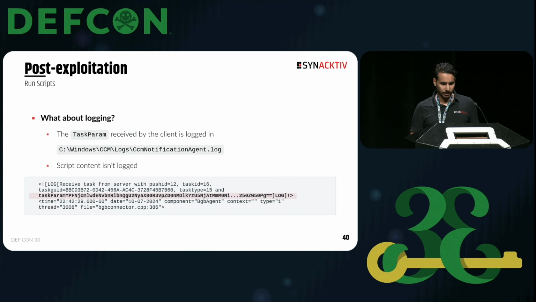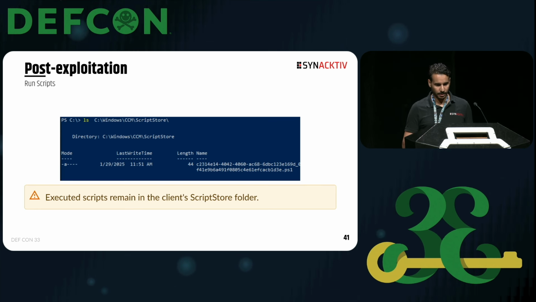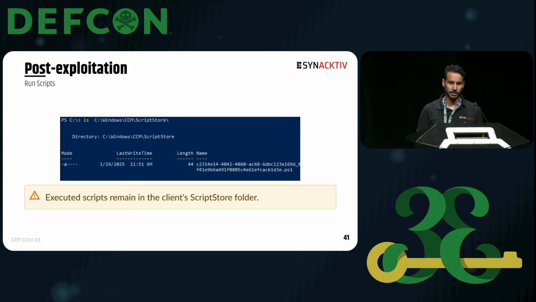Regarding the logging, the only thing on the client side that is logged is the task param XML document that is left in the CCM notification agent log file, but the script content isn't logged, so that's okay. However, beware that the script which is downloaded on the client side is stored in a script store folder, but that file isn't removed after the execution, so you need to delete it manually.